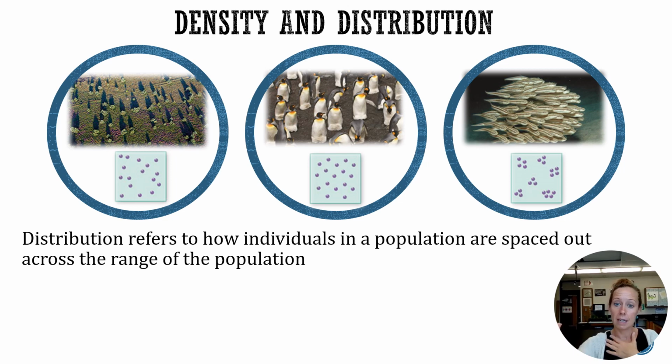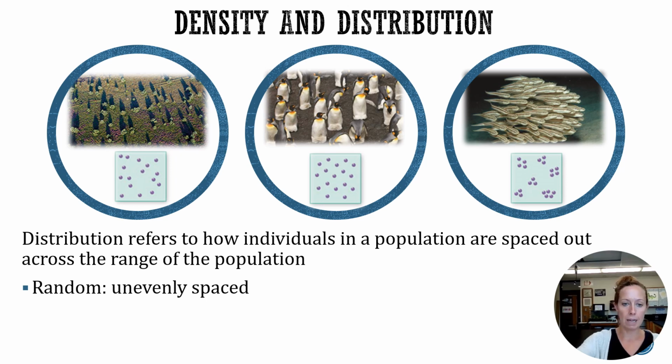So first, density and distribution. So you should have something like these drawings here, not the pictures at the top necessarily, but the graphics at the bottom, the diagrams at the bottom, those are what you need. You need to know which one is which. So density and distribution is the distribution of a population, how it's spaced out across an area.